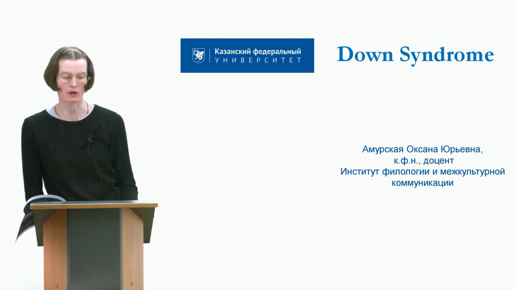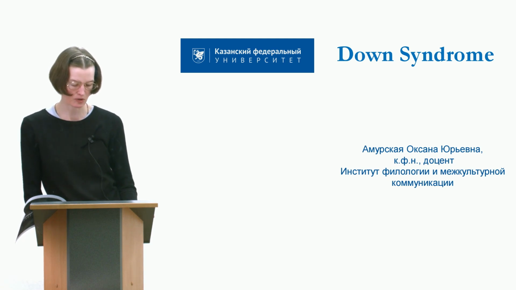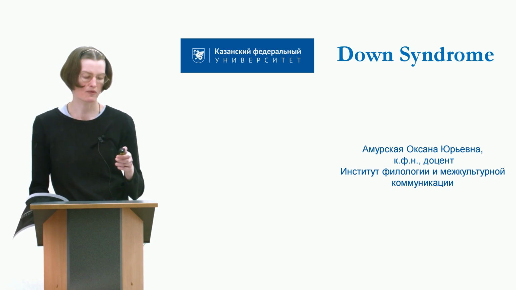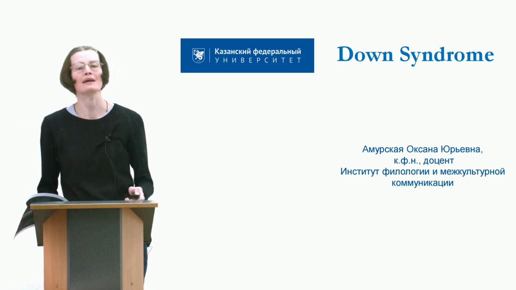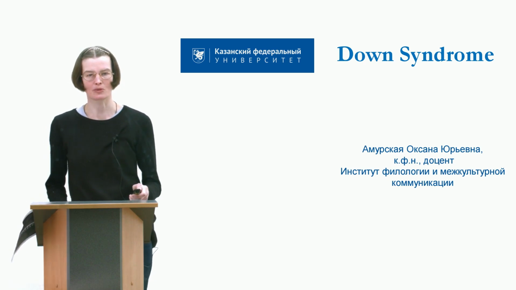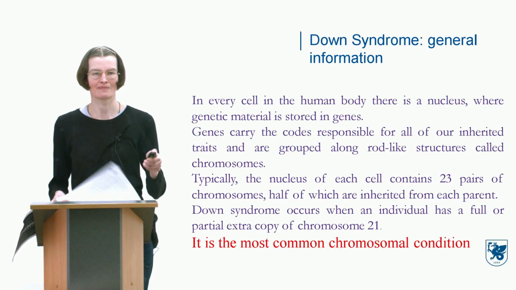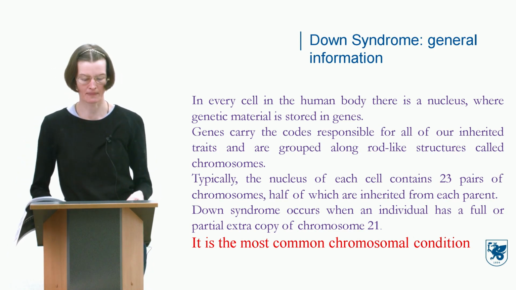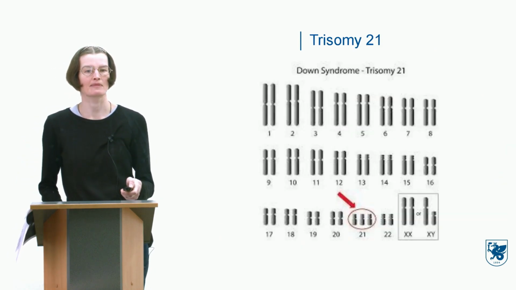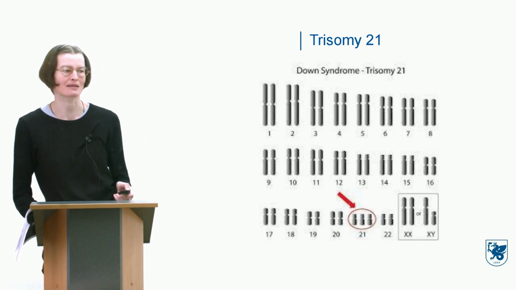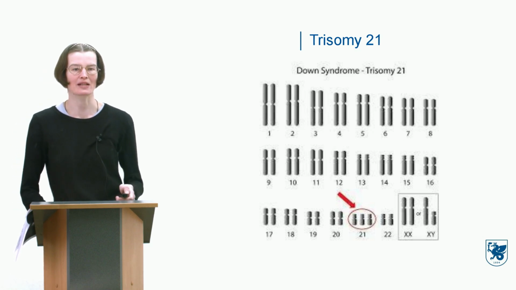Down syndrome occurs when an individual has a full or partial extra copy of chromosome 21. Thus, this is referred to as the most common chromosomal condition. So, here you can actually see that chromosome 21 has either the full or partial extra copy.